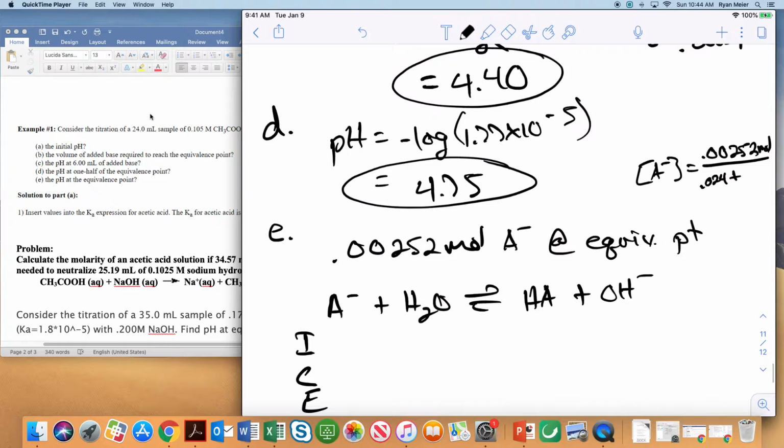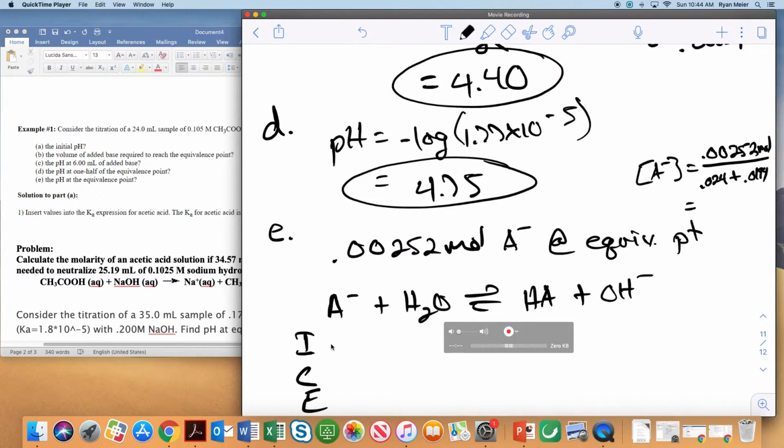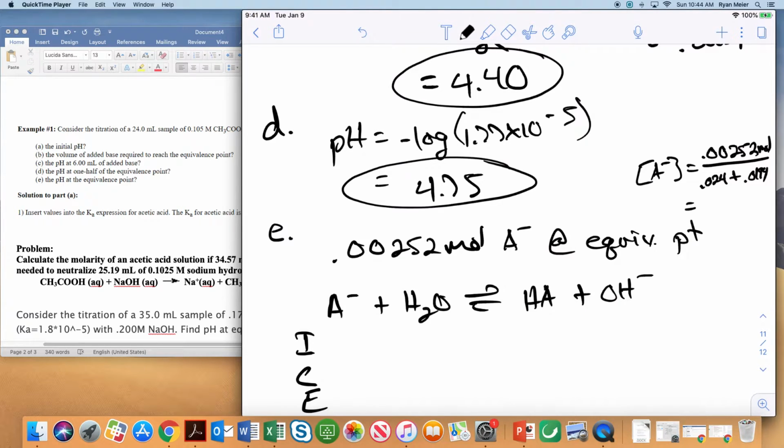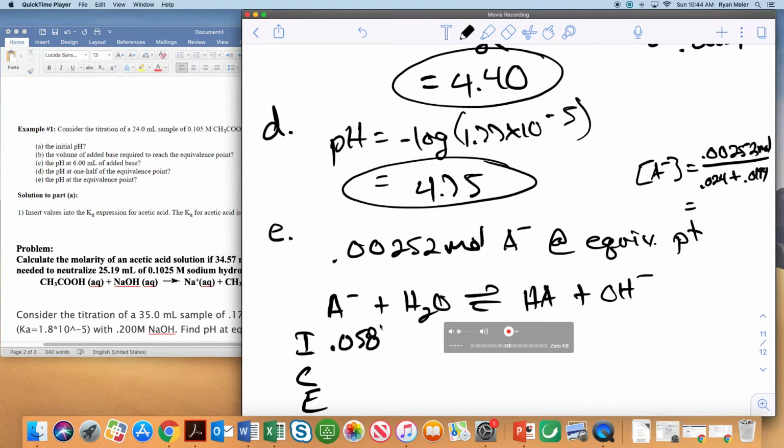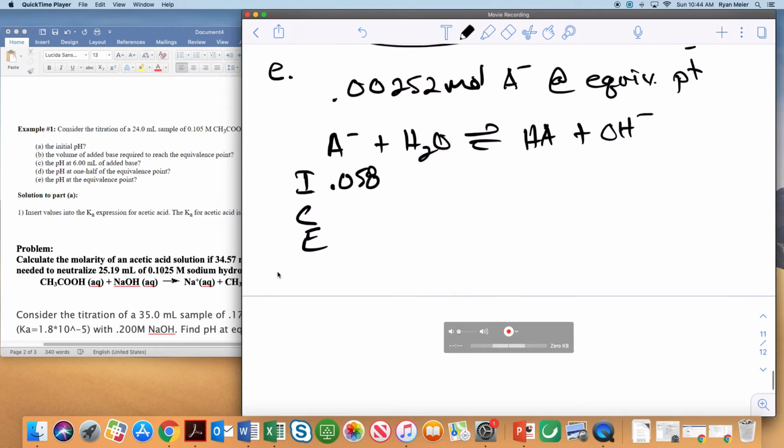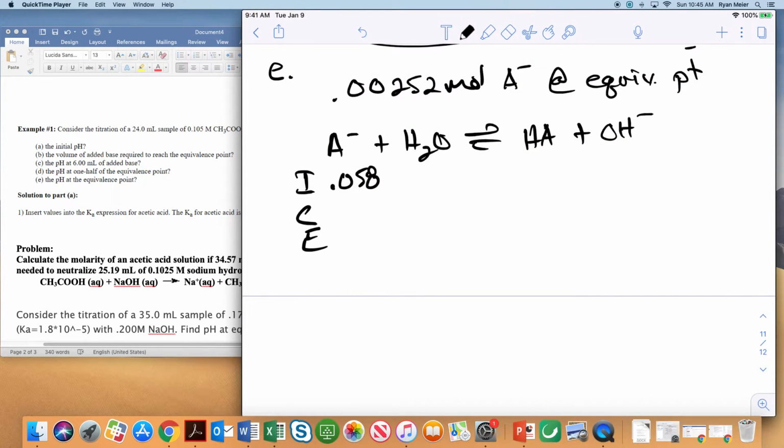So by adding 0.0194, now I can find my concentration of A minus to start my ICE table. So 0.00252 divided by 0.024 plus 0.0194, and I get 0.058 as the initial concentration of A minus. Okay, so from here, I still have a little bit of work ahead of me. I can ignore the water. I have no products yet. So minus x, plus x, plus x.